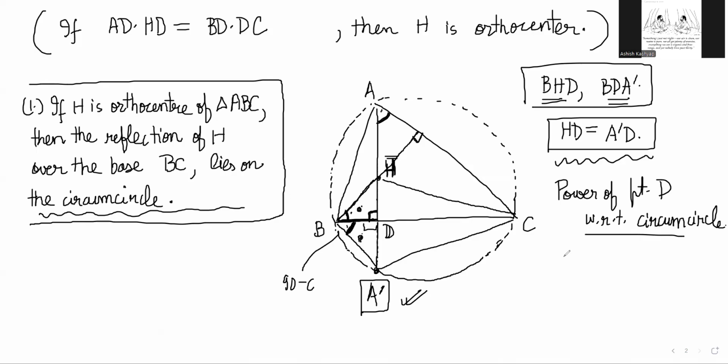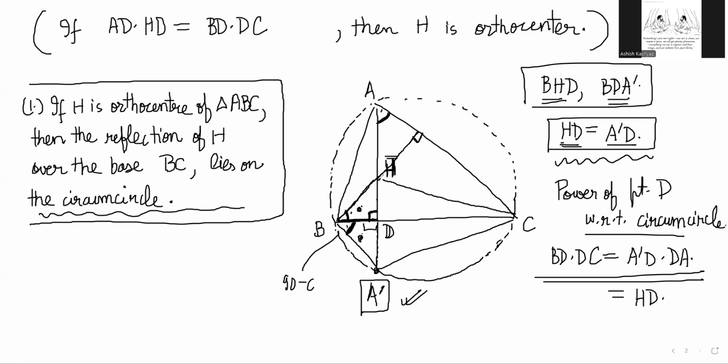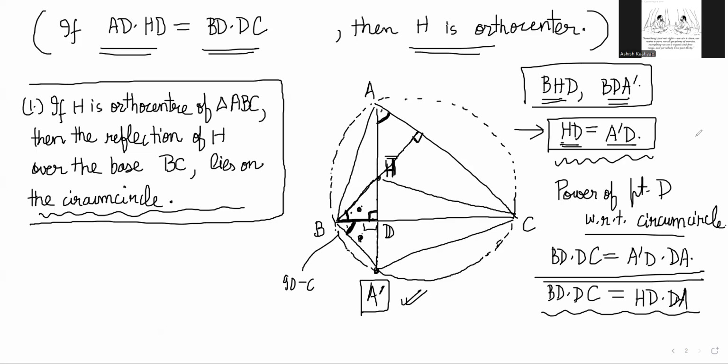Because of power of a point, I know that BD into DC is A dash D into DA. This is true, and we know that A dash D is equal to HD. Yes, sir. But A dash D is equal to HD only if H is orthocenter. So we can prove that also, just as you did now, so it's done, sir. So what we are saying is that it will become HD into DA is equal to BD into DC if H is the orthocenter, right? Because this is happening only when H is orthocenter. Correct? Yes, sir. So originally, this is the result from power of a point, but it will become this result when H is orthocenter, and therefore this condition is proved now.